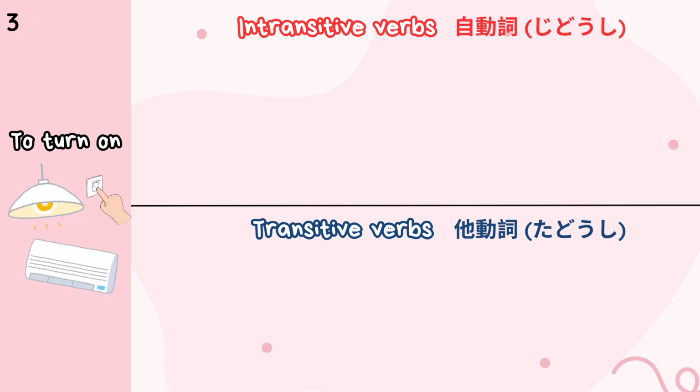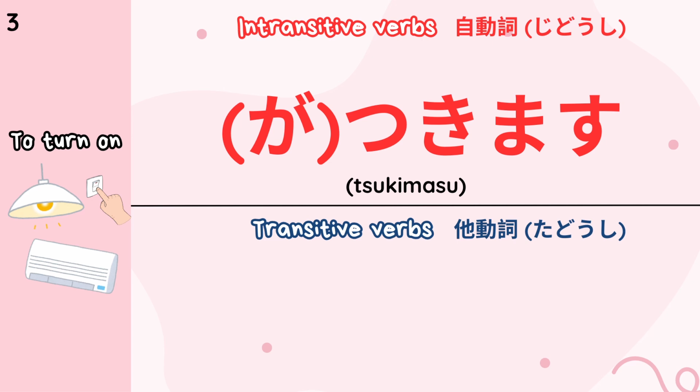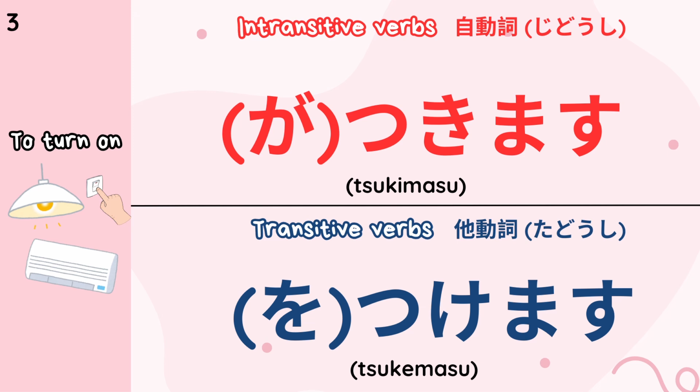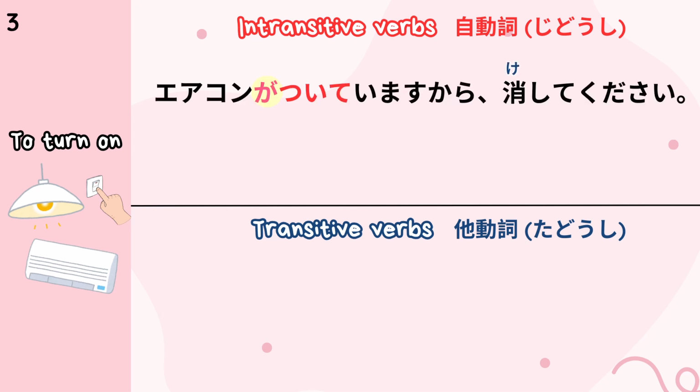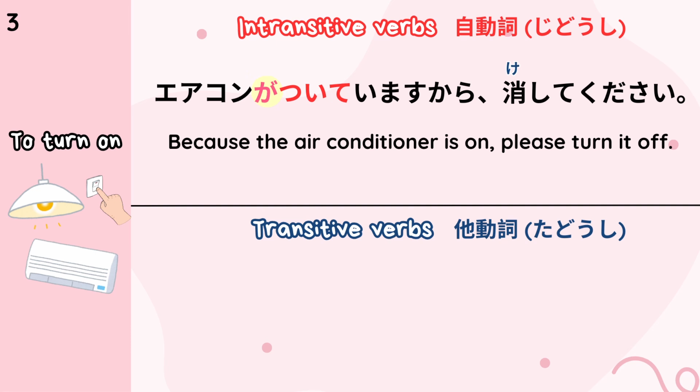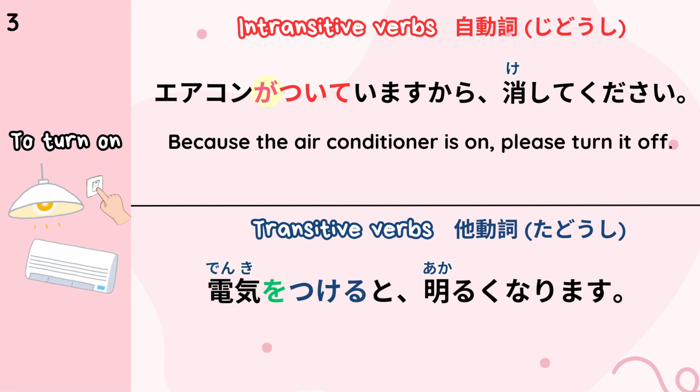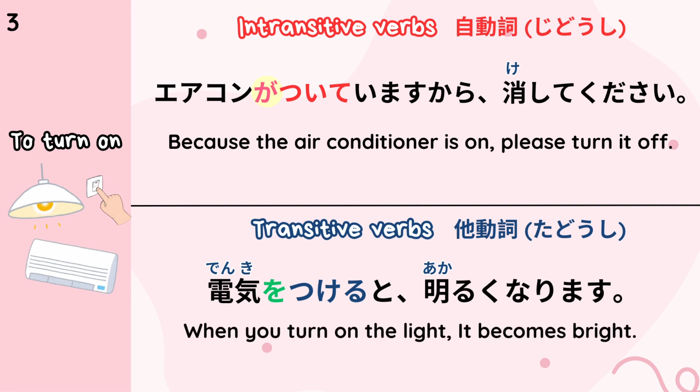To turn on, がつきます。つきます。をつけます。つけます。エアコンがついていますから消してください。Because the air conditioner is on, please turn it off. 電気をつけると明るくなります。When you turn on the lights, it becomes bright.